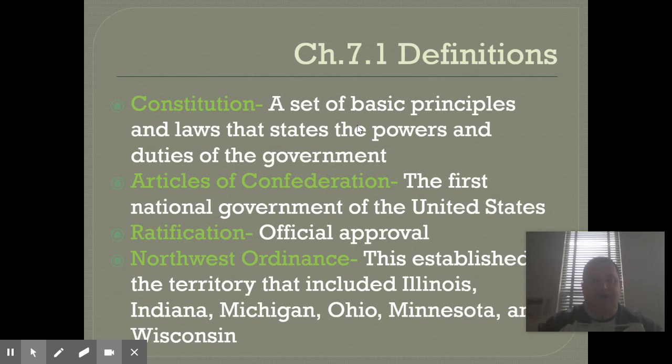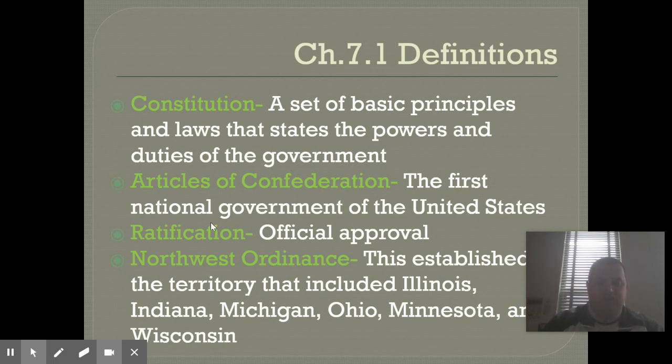Okay, so that is why, for example, our president can't serve for 15 terms. Okay, he is limited by the Constitution and the amendment that we put in after the Constitution was written saying that he could only serve for 2 terms, 4 years apiece. Okay, Articles of Confederation, this was the first national government of the United States. And we don't have it anymore because we found out it didn't work for various reasons that we'll get into later.